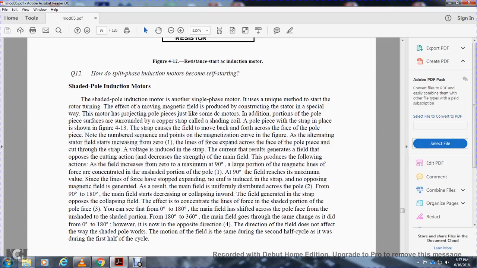The alternating stator field starts to increase from zero. The lines of force are forced to expand across the face of the pole piece, cutting the strap. The voltage induced in the strap causes a current, and the action of this current decreases the strength of the main field, producing the following action. As the field increases from zero to the maximum at 90 degrees, a large portion of the magnetic lines of force is concentrated on the unshaded portion of pole 1.